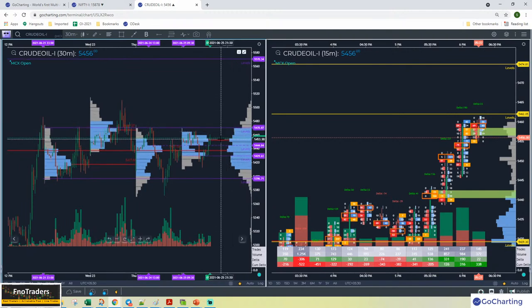So if you're long, you'll want to book around here and wait and see if you can hold above it for a fresh long. Okay, at 6:30 I think the markets will open and then we can see a spike on one side.